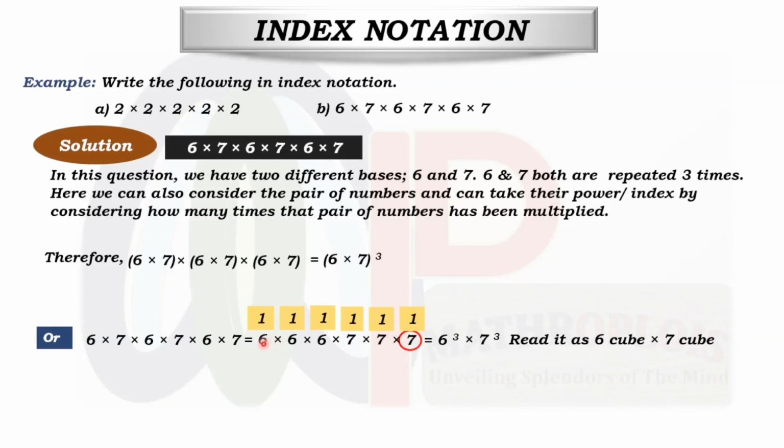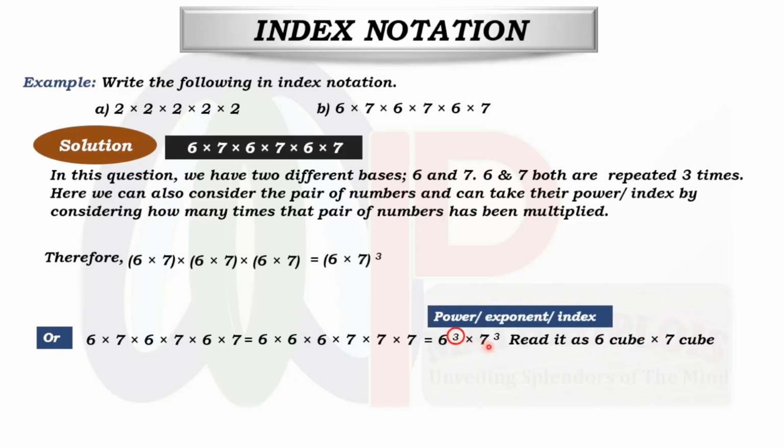Add all indices of the same factor 6, that is, 1 plus 1 plus 1 means 6 cube. Similarly, add all indices of the same factor 7, that is, 1 plus 1 plus 1 means 7 cube. So the final answer is 6 cube multiplied by 7 cube. Here 6 is the base, and cube is its power, index, or exponent. Similarly, 7 is the base, and cube is its power, index, or exponent.